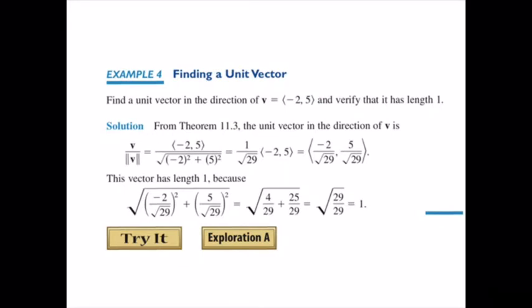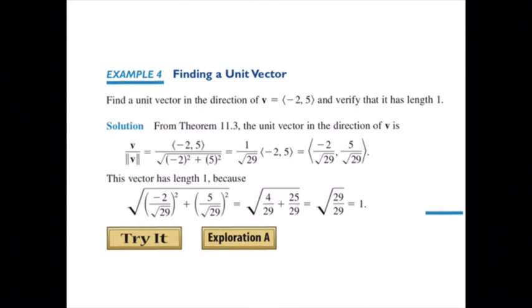Alright, so I'm going to jump ahead to example 4, finding a unit vector. So if you looked at theorem 11.3, then you should already have a good understanding of this. So essentially all you're doing is you're finding a unit vector in the direction of a specified vector and verifying its length. So essentially all you do is take that vector and then put it over the magnitude.